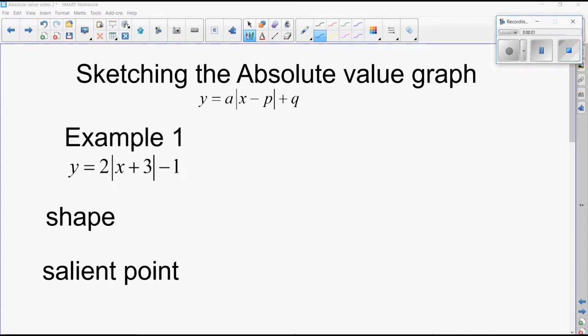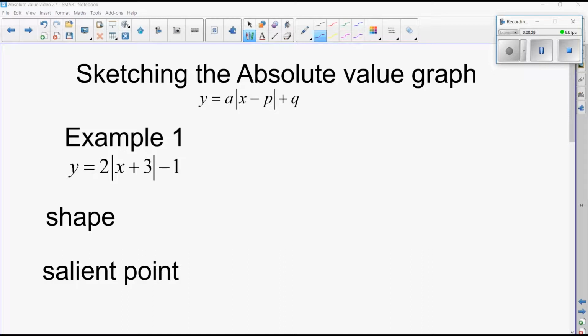Sketching the absolute value graphs, our graph is given to us as y equals a times the absolute value of x minus p, plus q. This is the standard form of any absolute value graph. In our example, we're given that y equals 2 times the absolute value of x plus 3, minus 1. So we're going to sketch the graph.